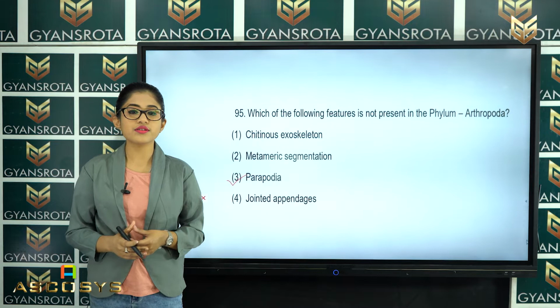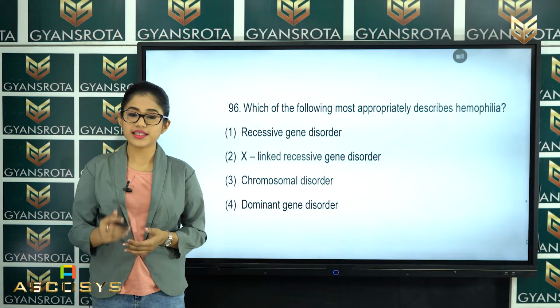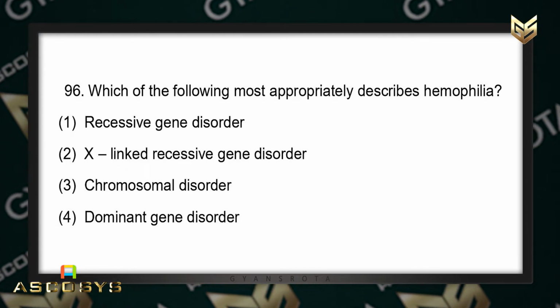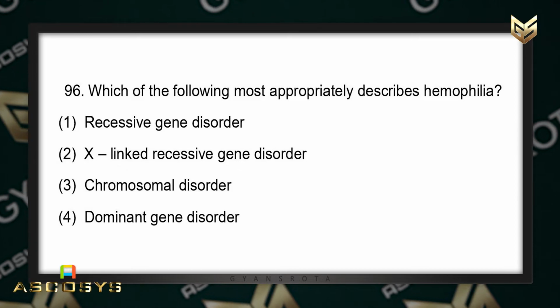Now let's move on to the next question. The next question is question number 96. Which of the following most appropriately describes hemophilia? Option 1 is recessive gene disorder.